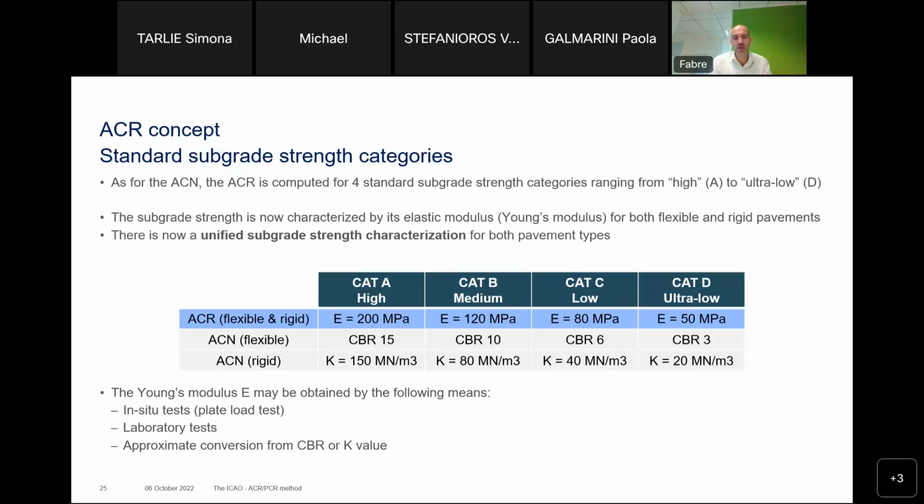Regarding the E-modulus, because I'm sure I will have this question, it may be obtained by the following means. For new runway construction, usually we use in-situ tests, so basically the plate load test, or laboratory test, or a combination of both. And for existing pavements, in the ICAO Aerodrome Design Manual Part 3, the new release of July 2022, we mentioned some approximate conversion between the CBR or the K value and the E-modulus, and the formula can be reversed to obtain the CBR from an E-modulus or an E-modulus from a CBR value.